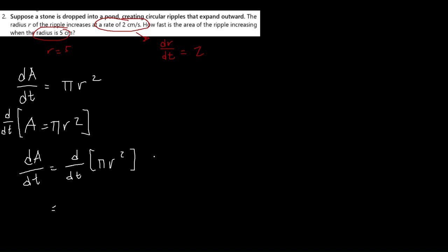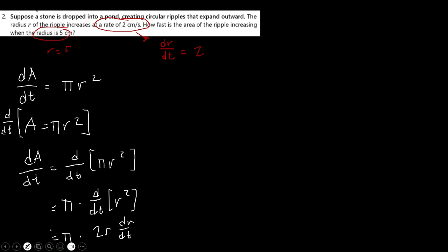Since pi is a constant number because it's 3.14, right? We can set it aside and multiply by the derivative of r squared. Now r squared, you can solve for that and get 2r dr. Okay, wait, dr over dt rather, because this is going to be in terms of dt, so dr over dt.